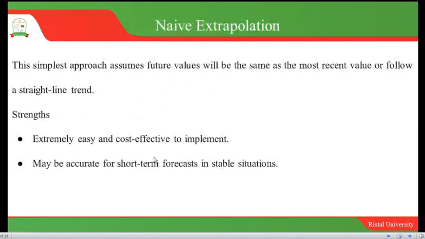biased. We have this method also that was in the list that is called naive extrapolation. Another name that we can give to this method is naive forecasting. And when we are using this kind of method, we assume future values will be the same as the most recent value. So when we are using this naive extrapolation method, we are forecasting the future by looking at a consistent previous pattern.